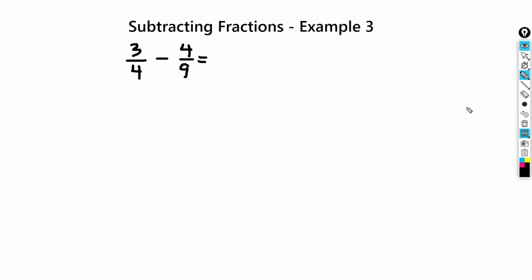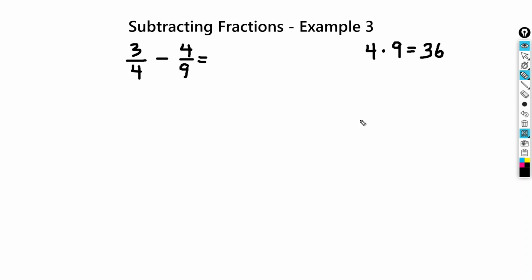All right, in our third example of subtracting fractions, we have the fraction 3/4, and we're subtracting 4/9 from 3/4. Okay, so we want a common denominator, so I'm going to take 4 and multiply it by 9, so 4 times 9. And that's going to be 36.